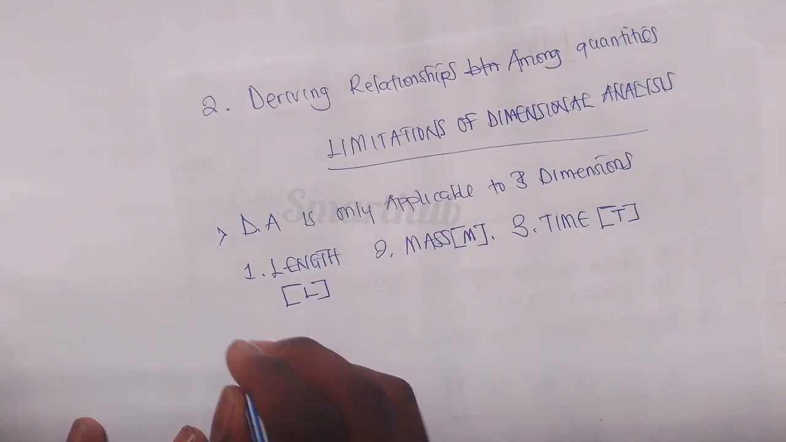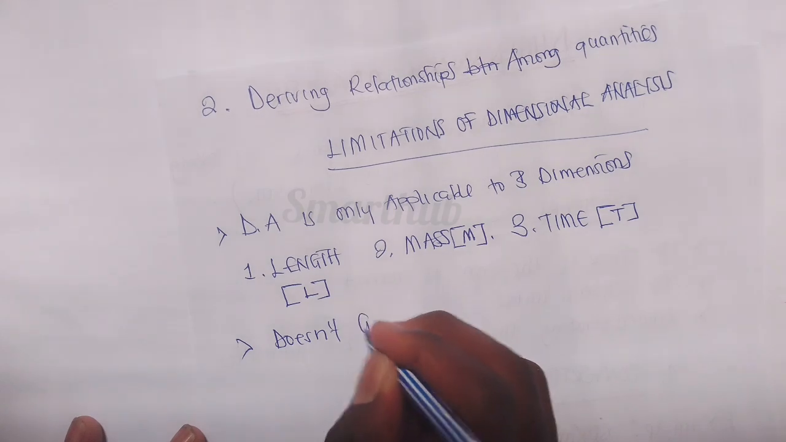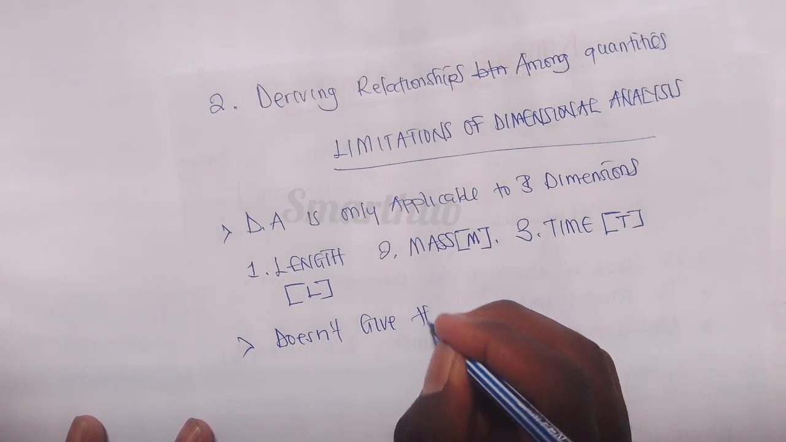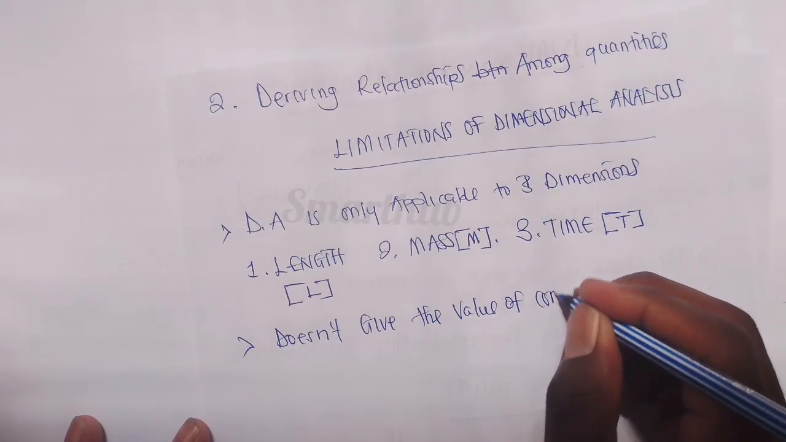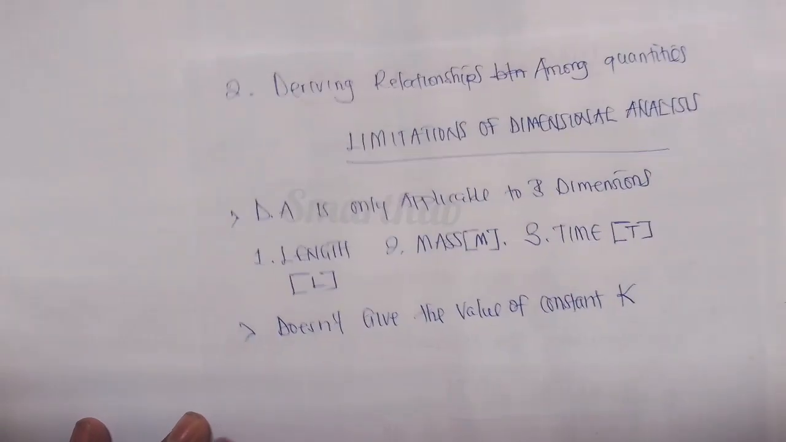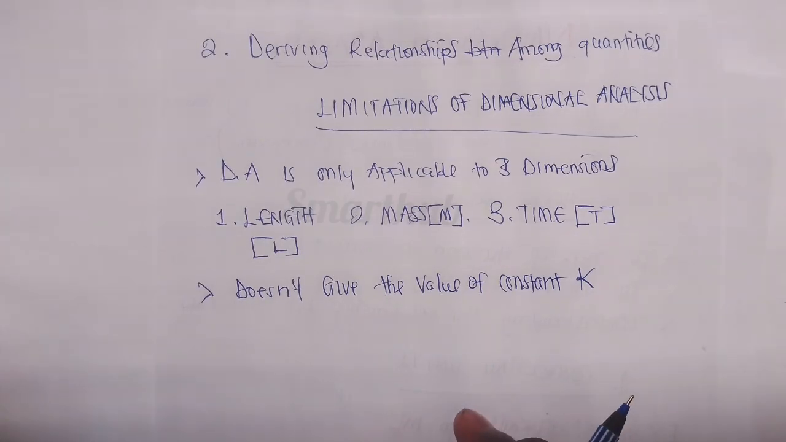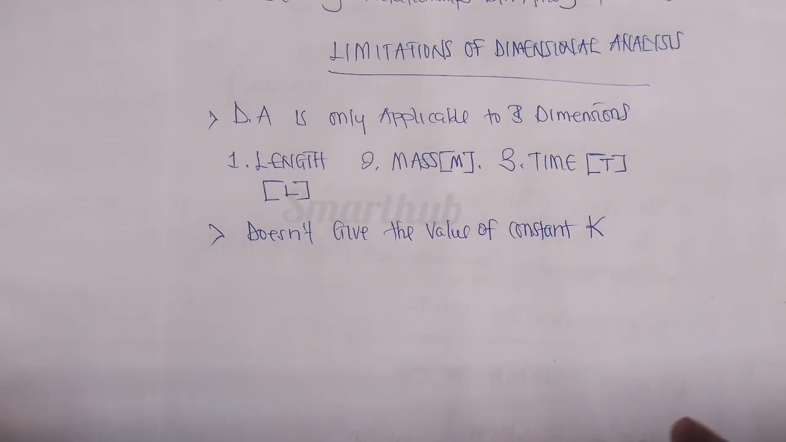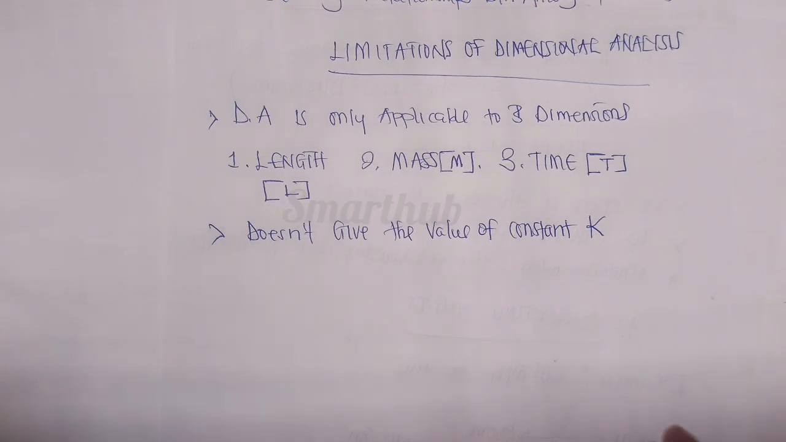The second one does not give the value of constant K. You understand this when we start answering, or when you go through the notes. We've uploaded some notes on the website. Okay, then the third one, not applicable to logarithmic.